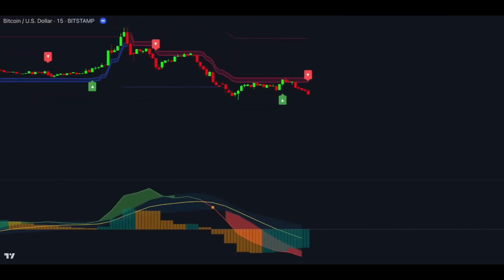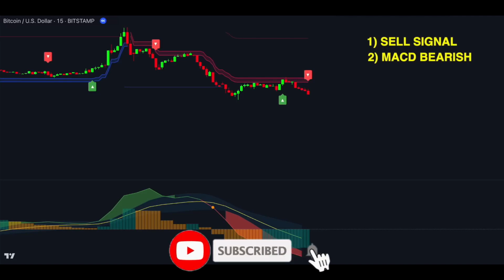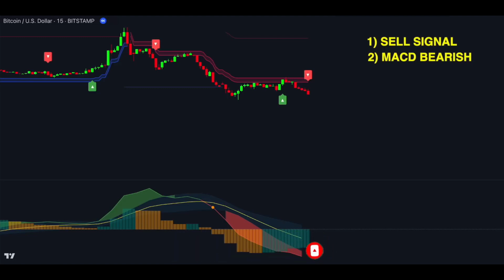For a short signal, make sure the following criteria are met. First, the Dynamic Levels Breakout produces a sell signal. Second, the MACD is bearish. When the cloud is red, a strong selling pressure is present. You can still open a trade when the MACD is narrow. However, you should decrease your risk per position by half. For example, if you normally risk 3% per trade, in this case, you would risk no more than 1.5% per trade. Lastly, check the Super Trend Zone indicator.